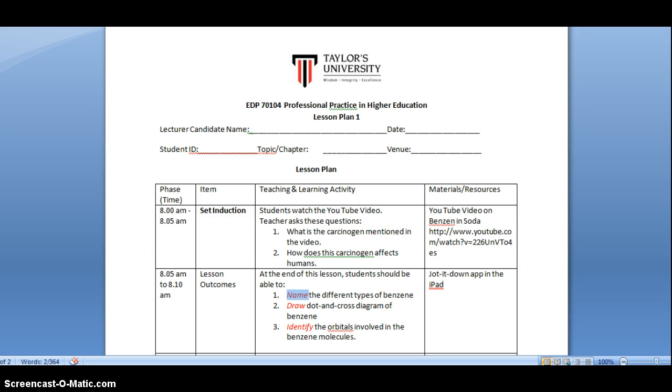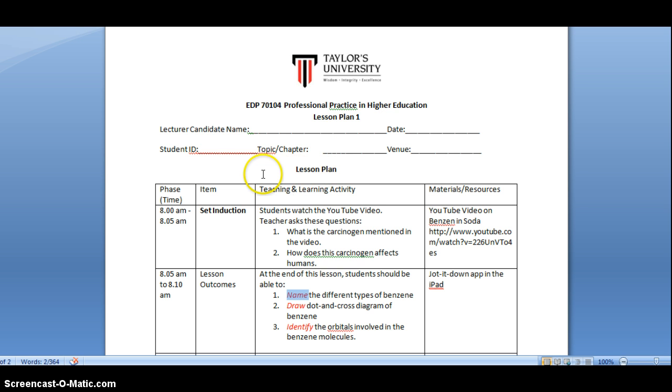What I want to show you are short clips of each form that you need to fill in and then print out and give to me when I enter your classroom for classroom observation. First form is the lesson plan.